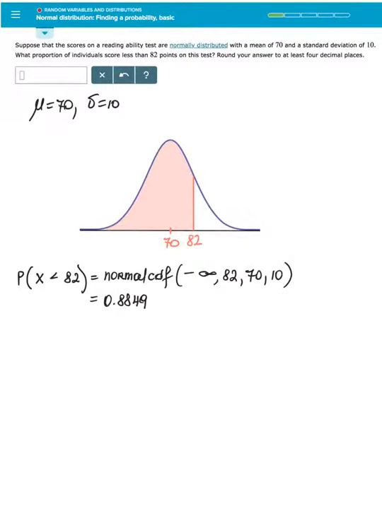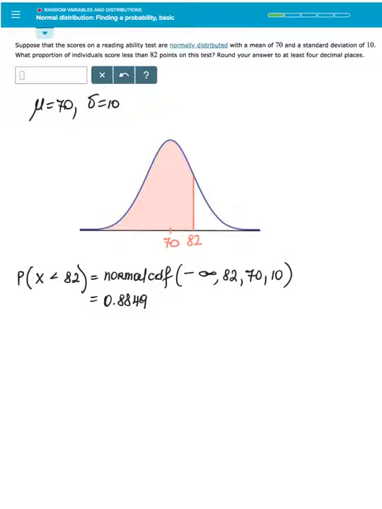Here is another example. Suppose that the scores on the reading ability test are normally distributed with a mean of 70 and a standard deviation of 10. What proportion of individuals score less than 82 points on this test? Round your answer to at least 4 decimal places.